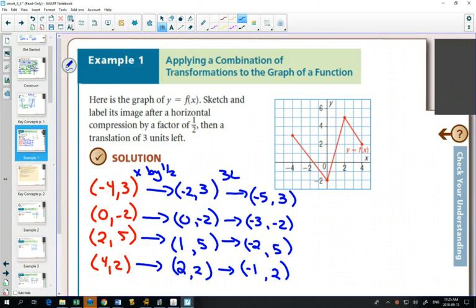I plot these points: (-5, -3), (-3, -2), (-2, -5), and (-1, -2). Does it appear that we've had a horizontal compression squishing towards the y-axis and then moving it 3 to the left? Yes.